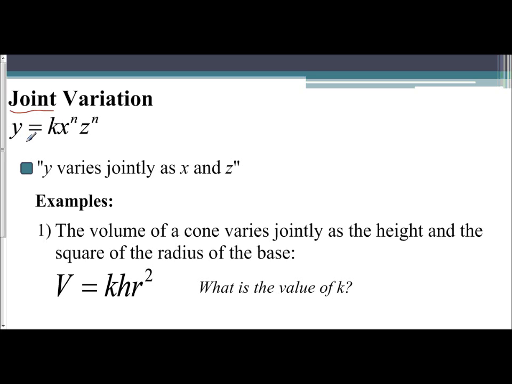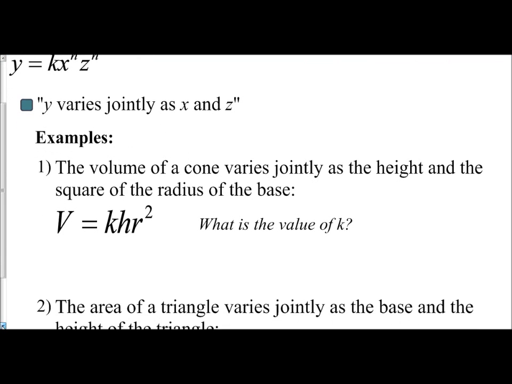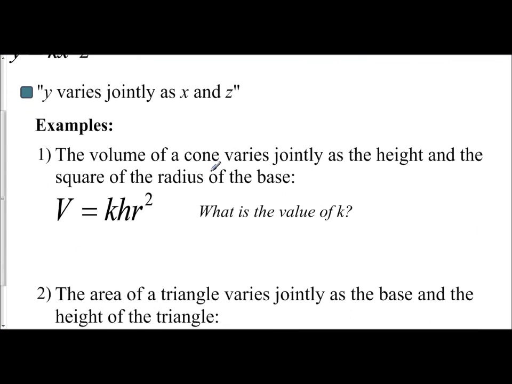So our two examples we're going to look at are: the volume of a cone varies jointly as the height and the square of the radius of the base. And so again, you can see as your height and the radius of the base of a cone increase, that means the volume is going to increase as well. So the question here is going to be, what is the value of k?